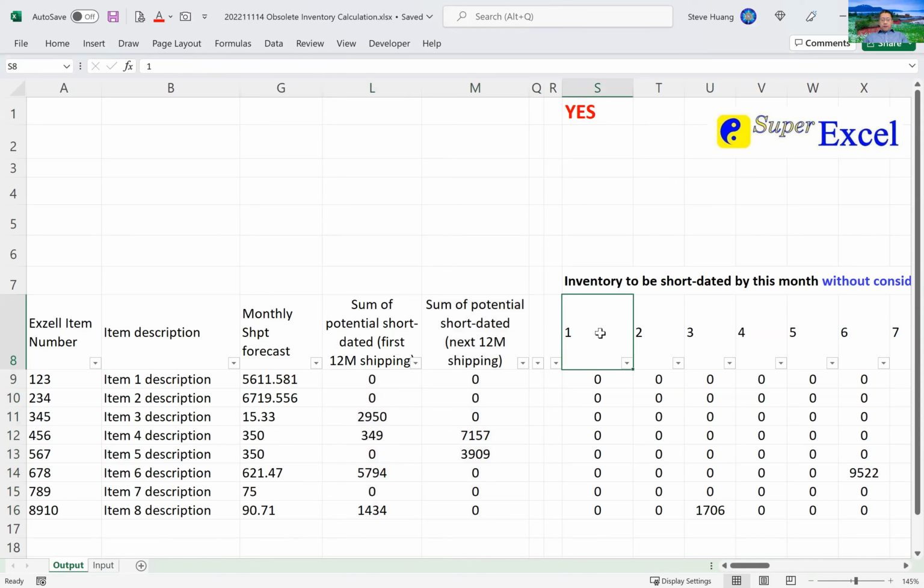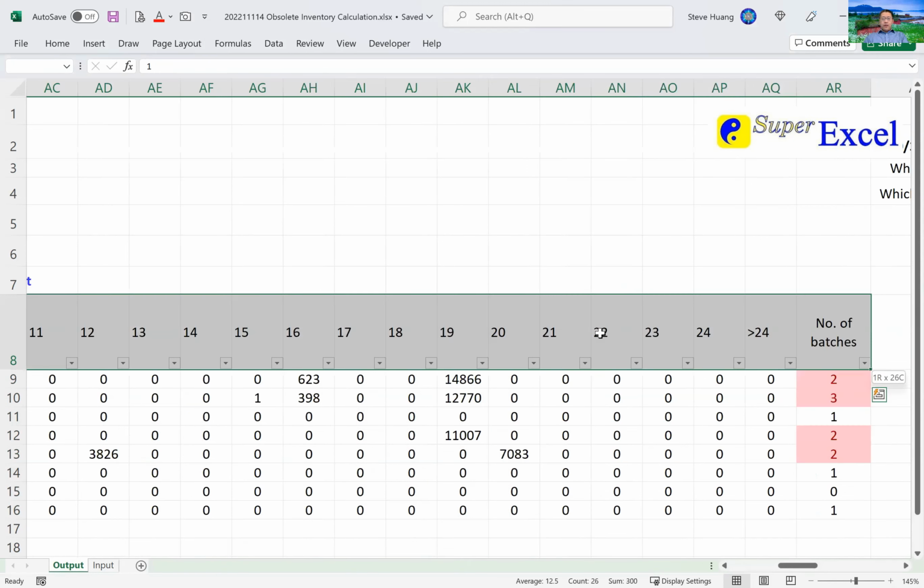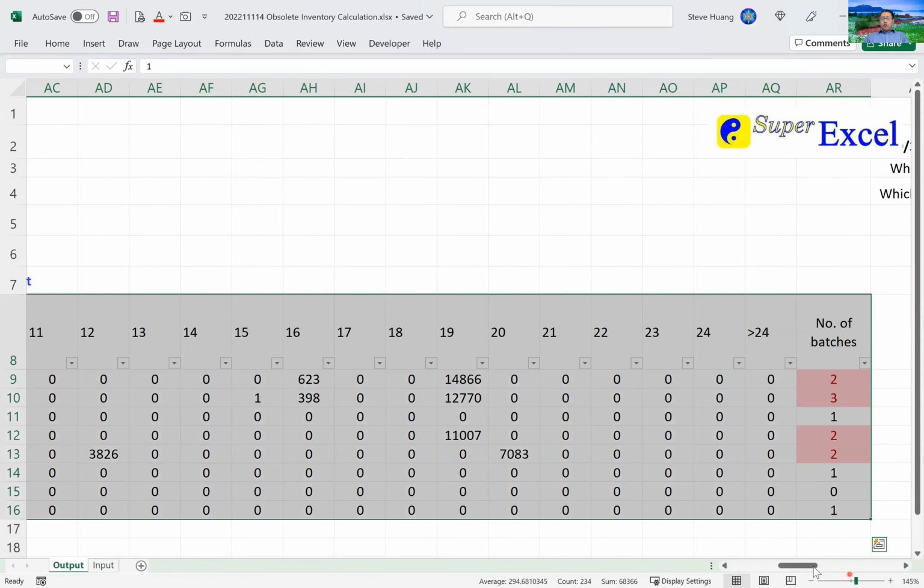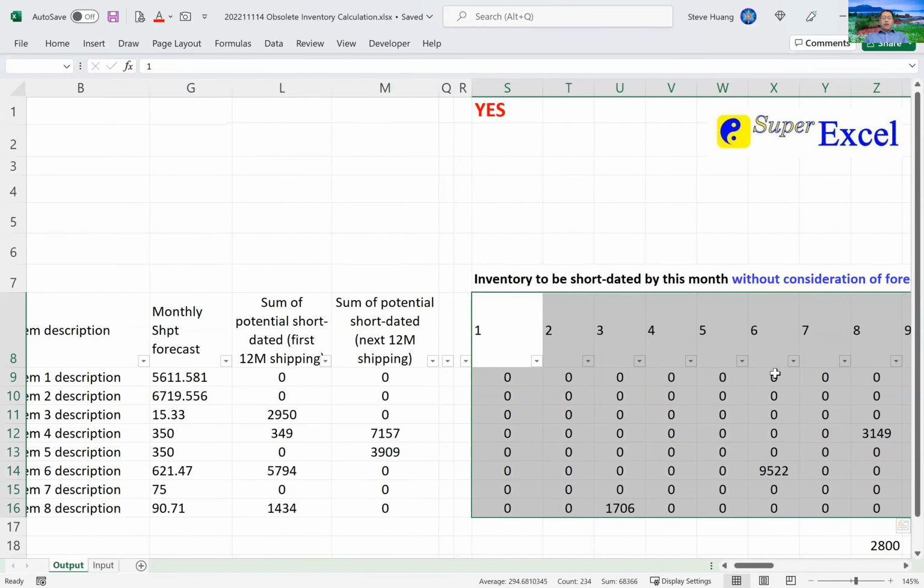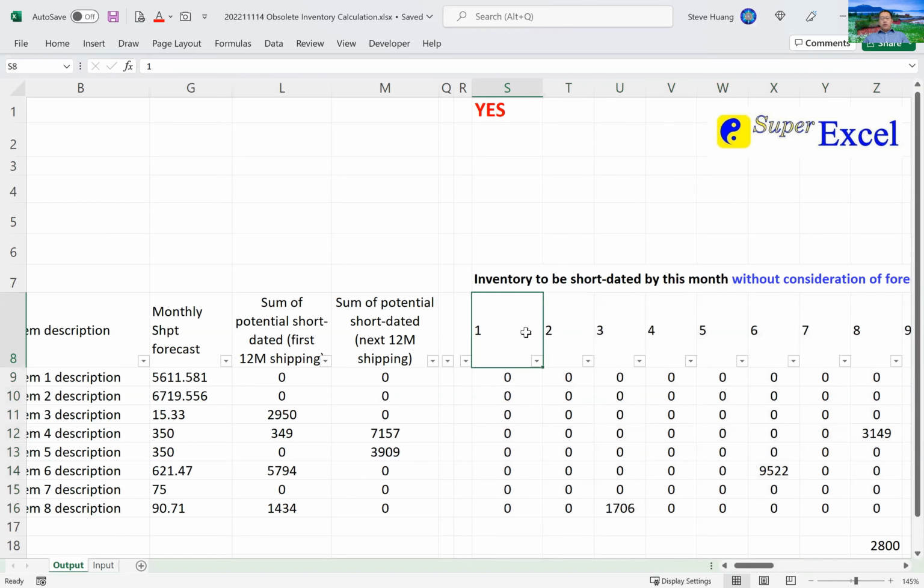In the first block over here with the 24 months, Jennifer has already done the formula to show how many units of inventory will be short dated based on that expiration date. This block will not consider how much their company is going to ship to their customer. We'll just look at this based on the inventory expiration date, and we deduct 12 months, then we show how many months they have available to ship to the customers.